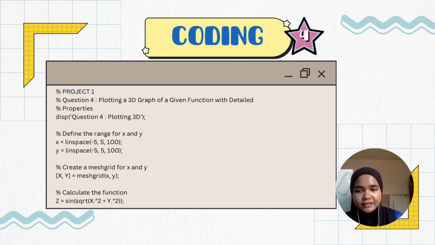Then I create a meshgrid for x and y. So capital X, capital Y equals meshgrid of x and y. And then I put the function, so Z equals sin of the square root of X dot square plus Y dot square. It has a dot because it is a function on a matrix, it is a vector operation.